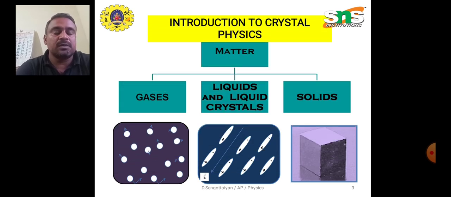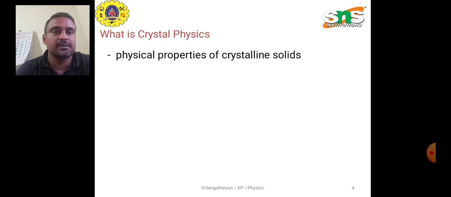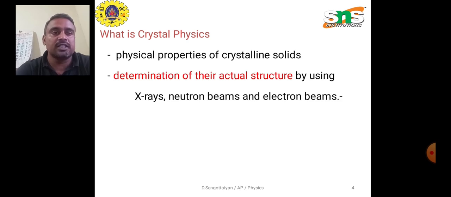In this world, everything is filled with gases, liquids, or crystals, solids. Then the next question is, what is crystal physics? It studies the physical properties of crystalline solids and the determination of the crystal structure by using X-rays, neutron beams, and electron beams.